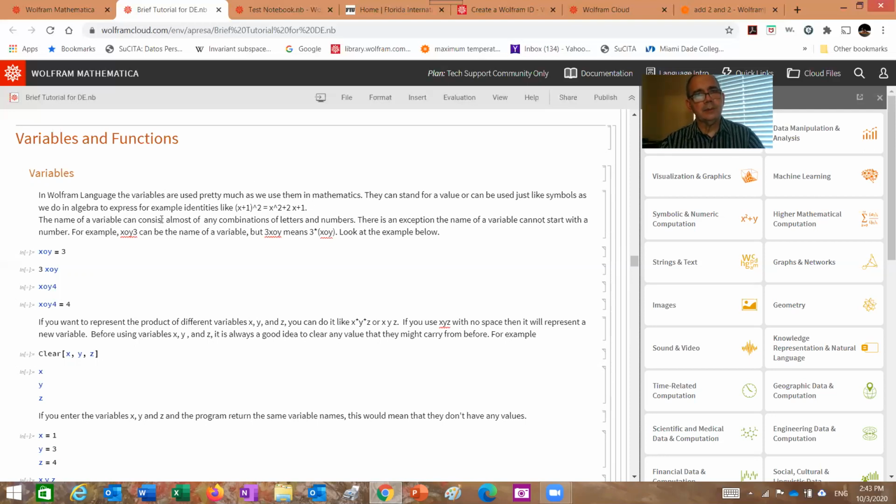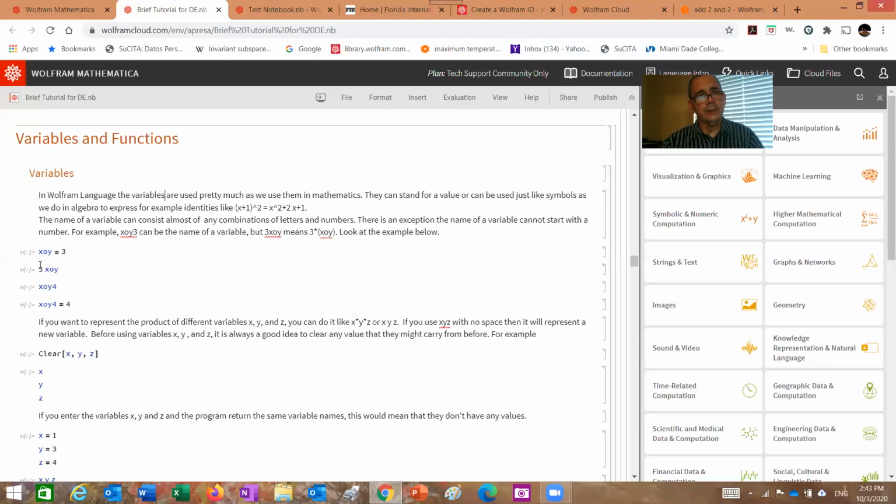Then the name of a variable can consist, I told you this before, of almost any combination of letters and numbers. And there is an exception here. What is the exception? That we can never start with a number. For example, XOY3 can be the name of a variable, but 3XOY means 3 times X or Y.